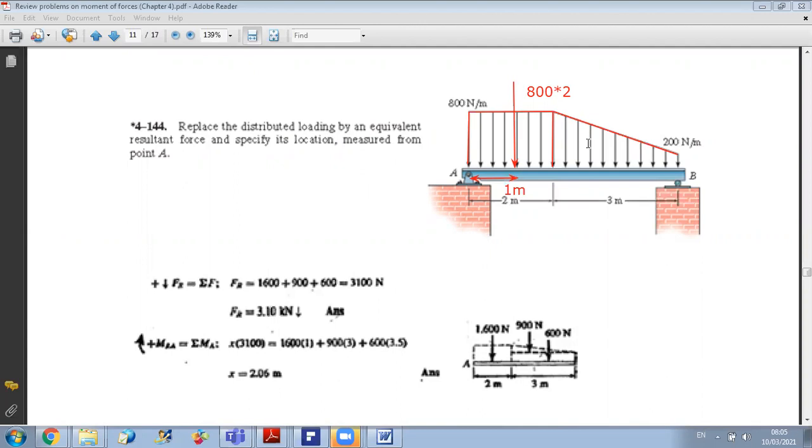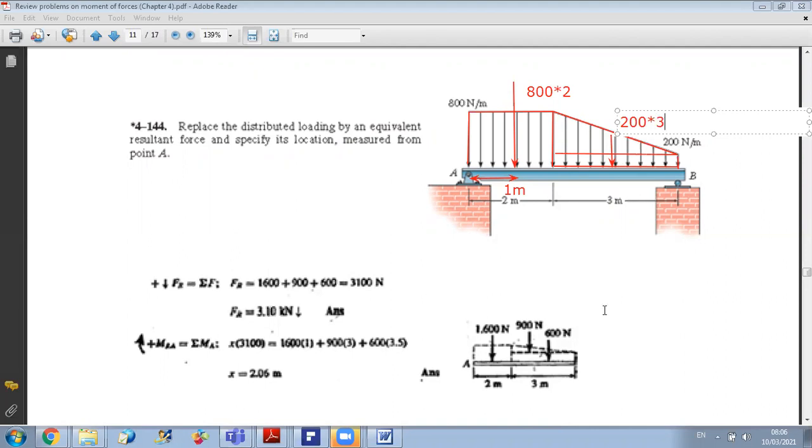Now concerning the linear load here, I can divide it into two parts, one triangle and one rectangle. So concerning first the rectangular load here, the height is 200 Newton per meter, and the length here is 3 meters. So I can say that to replace this load, I will put at its center a force. This force will be equal to 200 times 3. So in magnitude, it's 200 times 3.